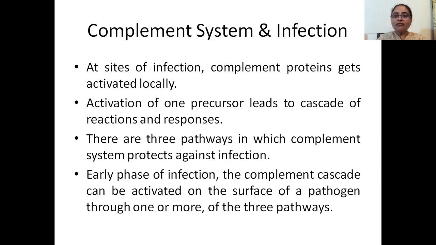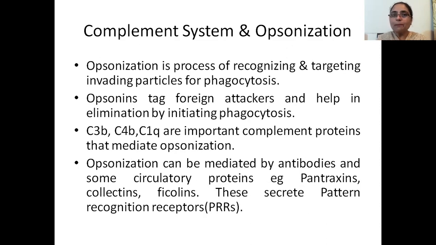So in the early phase of infection, the complement cascade can be activated on the surface of the pathogen through one or more of the three pathways. It's not that only one pathway will work. It can take one or two also together.